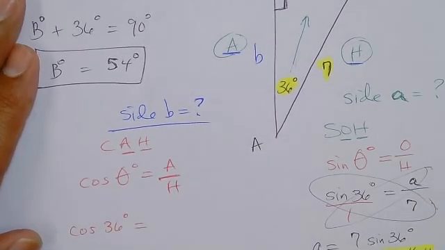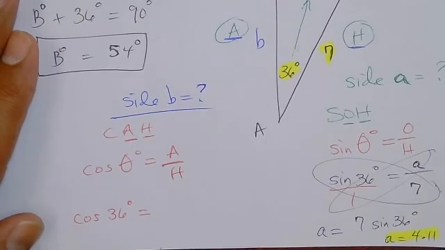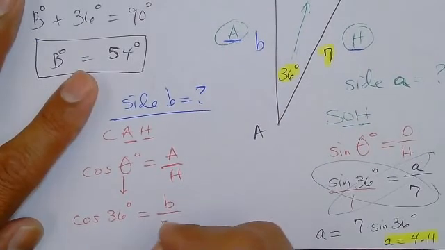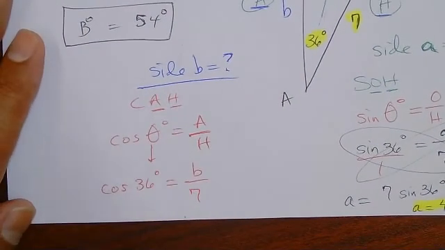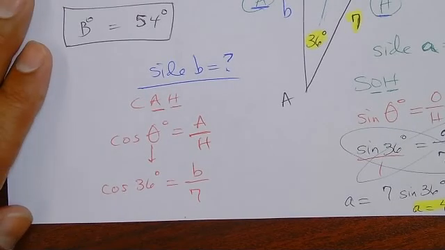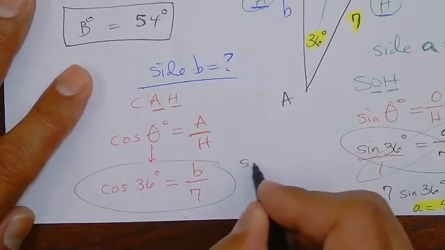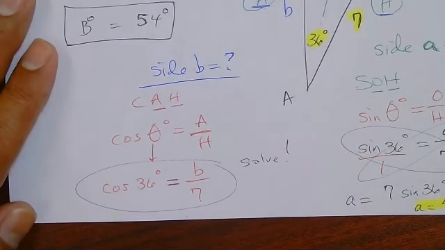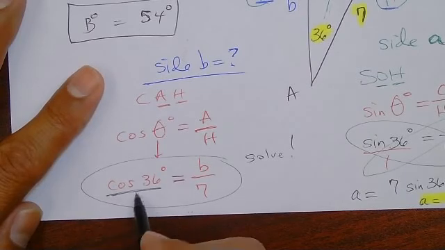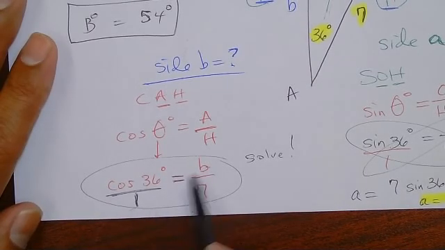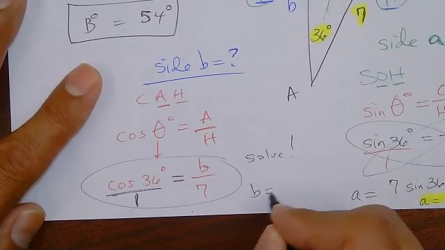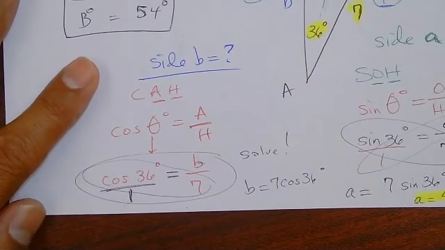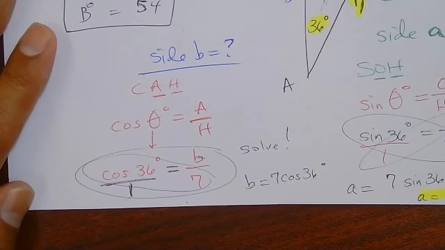Which would be cosine of 36 is equal to, right? The angle's 36. A over H, B over 7. And then you solve this. We know that that's a proportion. We know how to solve a proportion. We put a 1 under this, so it looks like a proportion. You cross multiply. And we're going to get another easy situation. B times 1 is B. B is equal to, cross multiply this way, 7 times cosine of 36.